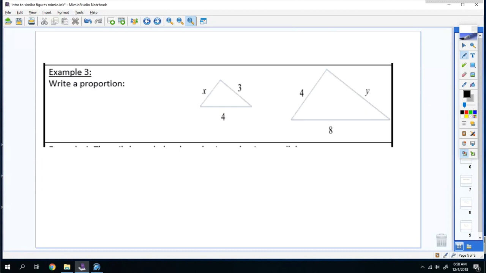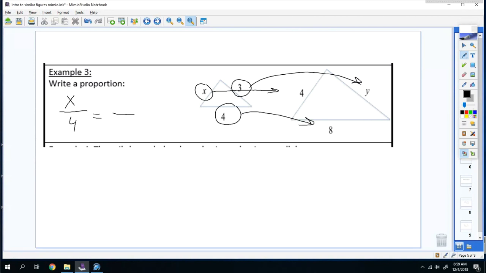All right, next example. Well, this one has 2 missing variables. So again, I'm going to start off with my x, so the x over the corresponding side of 4. And then I have 2 numbers on this triangle that I haven't used yet, and that's perfectly okay. But this 3 corresponds to a y. So I don't know the length that it corresponds to, so I can't use it because I can't have two variables in a proportion. So what I'm going to use is this 4 to this 8. So it'd be 4 over 8.